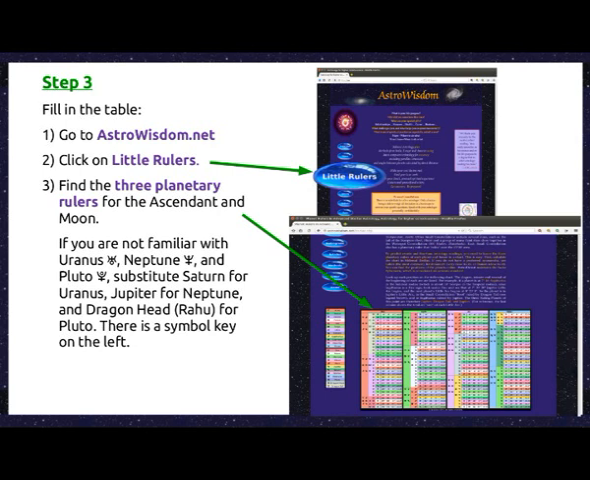K.S. Krishnamurti did use the outer planets, Uranus, Neptune, and Pluto, and he did recommend that they be used. There is also some evidence in the Vedas that the ancients did know about the outer planets.